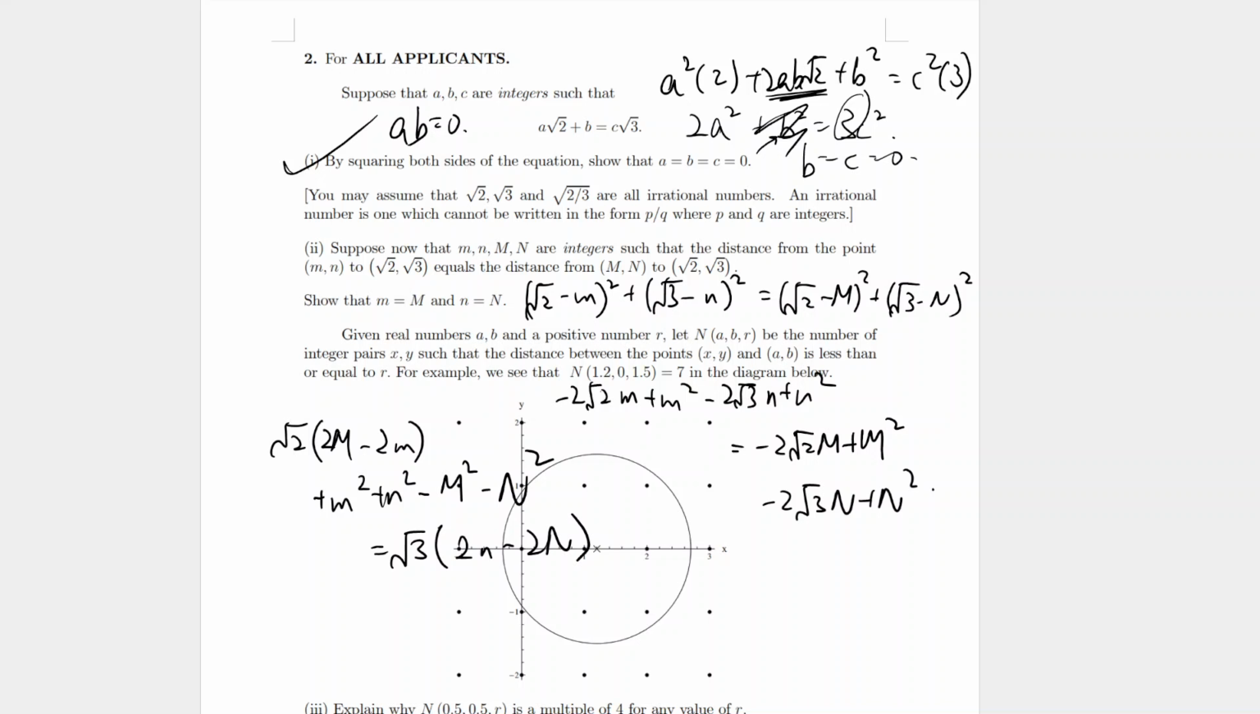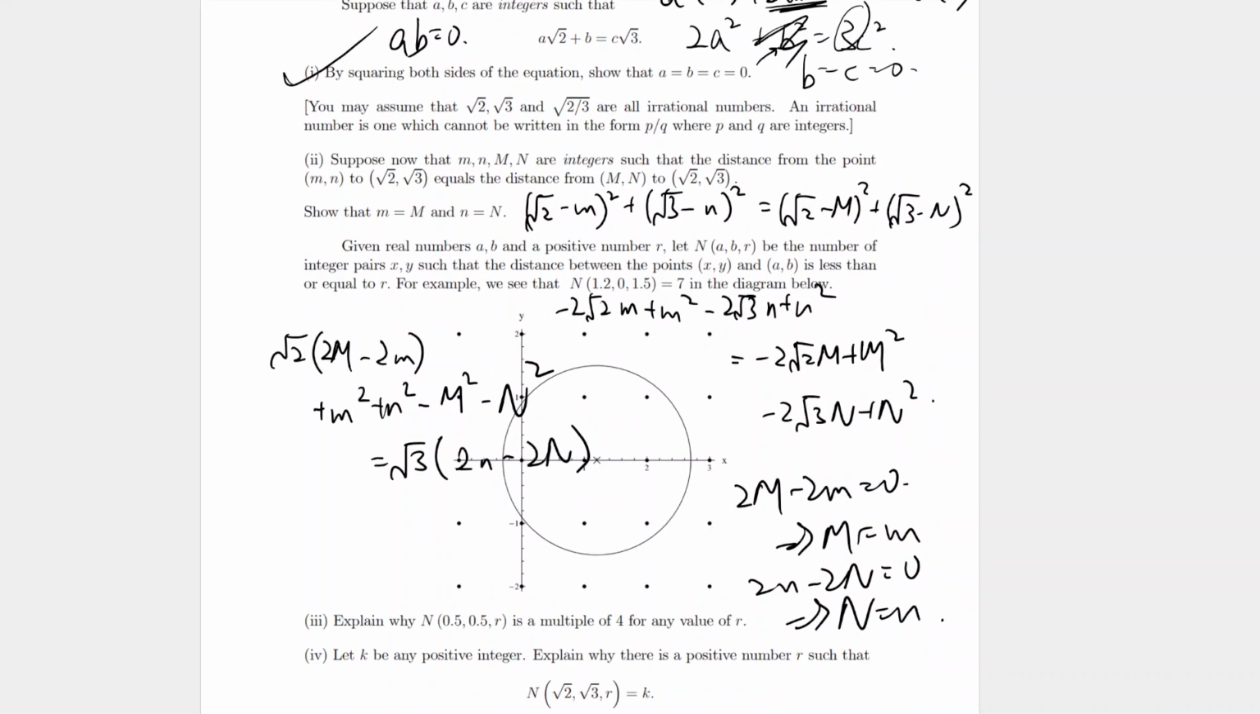Okay? And we know that a equals b equals 0, right? So that implies that 2M minus 2m equals 0, which implies that m equals big M. And same thing, 2n minus 2 big N equals 0, which does imply n equals big N as well. Sweet, as the question required.